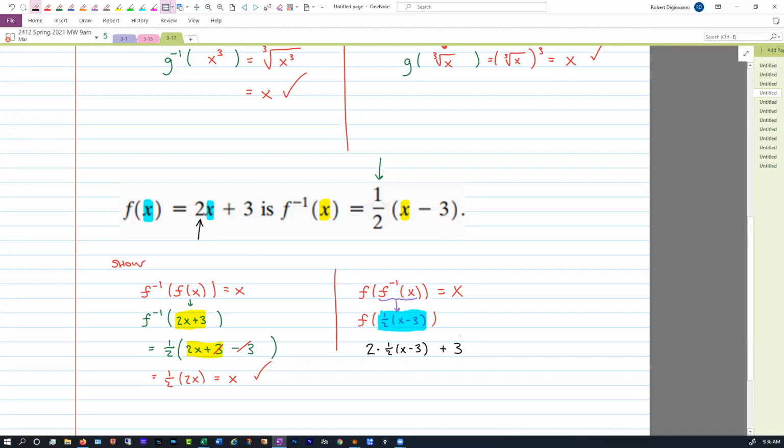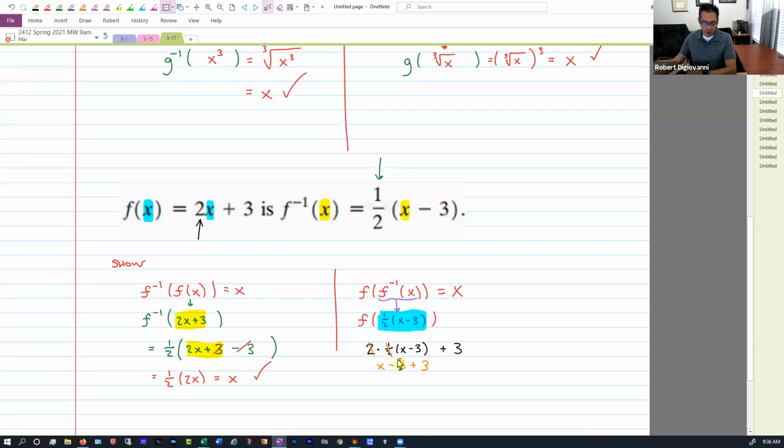Slowly but surely. Okay. Now, do y'all see what happens with these 2's and the 1/2? They're gone, right? And then you have x minus 3, and then you still have the plus 3 out there. You don't need the parentheses around the x minus 3 anymore because these went away. This just became a 1. So it's just x minus 3 plus 3, and that is equal to x. And that verifies that that works.